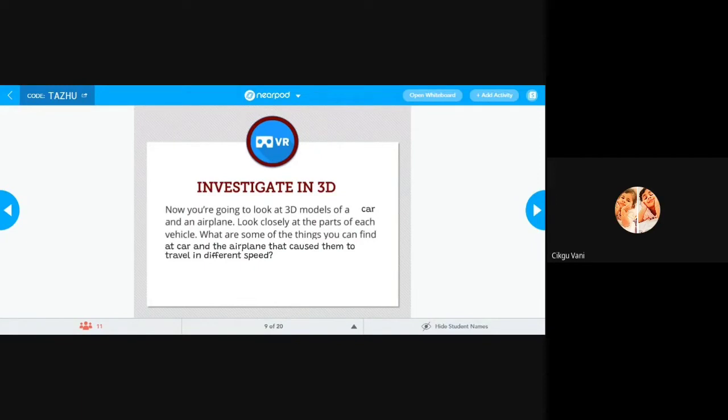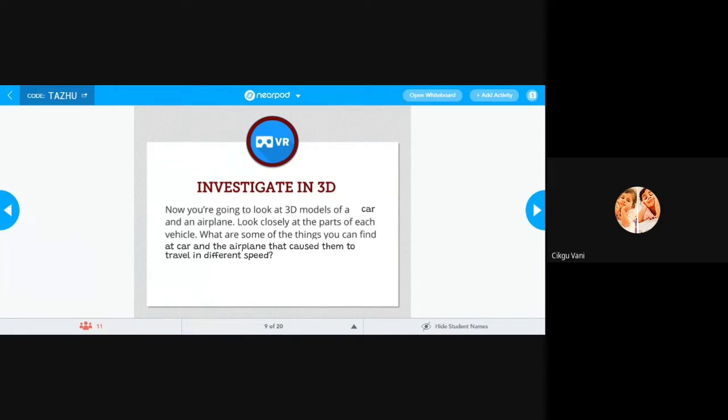Now we are going to investigate a 3D model. Okay, kita ada 3D model of a car and of an aeroplane. Okay, you're going to look closely at the parts of each vehicle. Bukan apa, this is just for fun ya. I'm giving you a new experience. Korang actually boleh rotate tau. In your screen, use your mouse if you're using a laptop or use your fingers to move the model. Okay, you can use your finger, touch the screen.